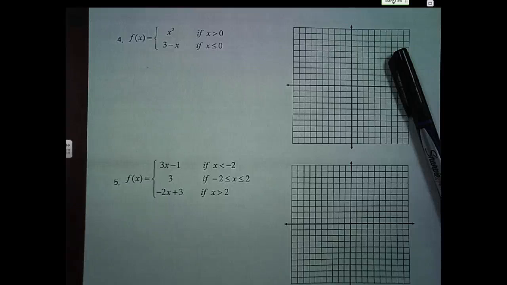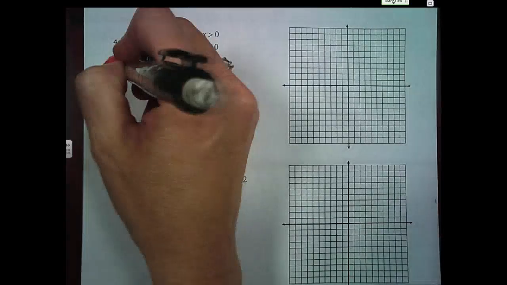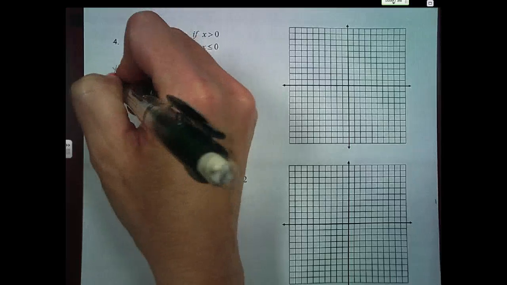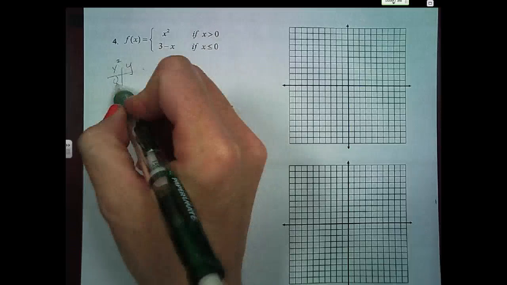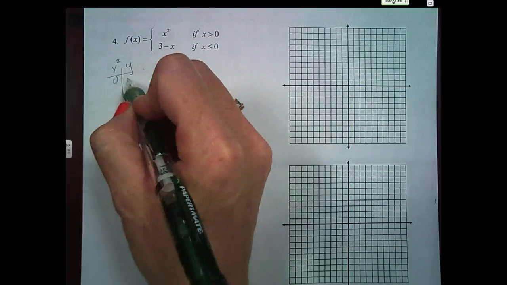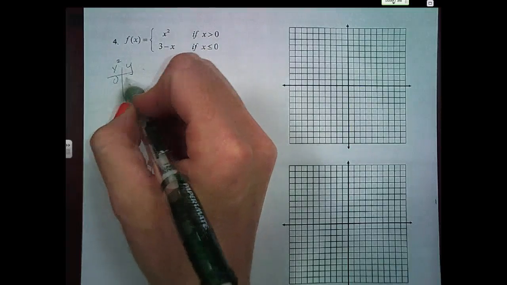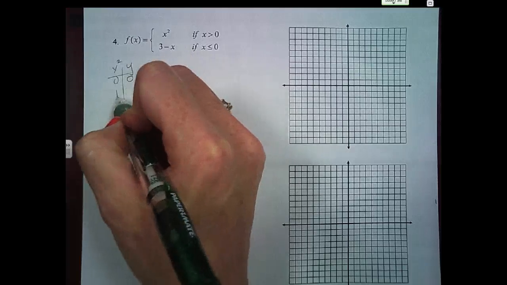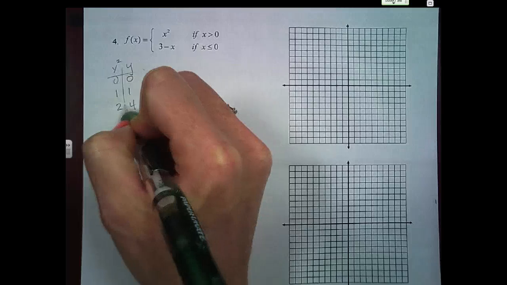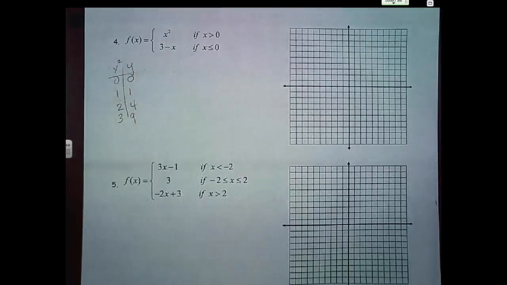Y equals x squared, right? Y equals x squared, if you don't know how to graph that, make yourself a table. Okay, if x equals 0, then x squared would be what? Right? 0. 1 squared is 1, 2 squared is 4, and 3 squared is 9. This should be enough.